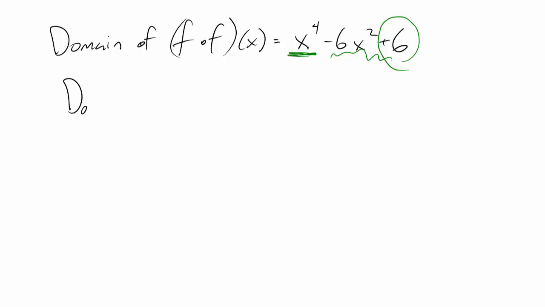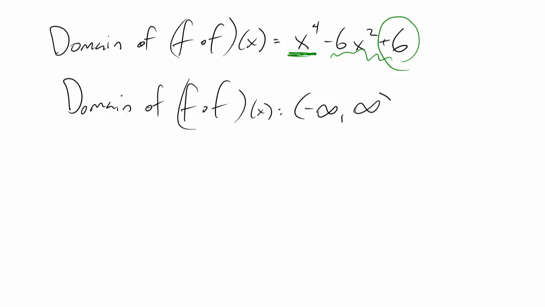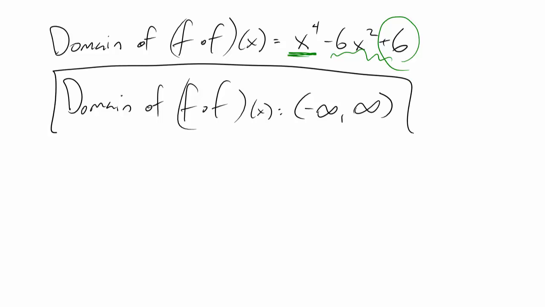So that tells us the domain of this composition, f composed with f of x, is all real numbers, which we'll write here in interval notation as negative infinity to infinity, which was nice and quick for us. Good change.